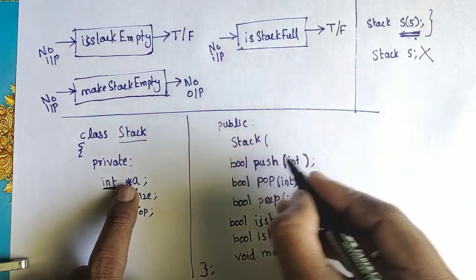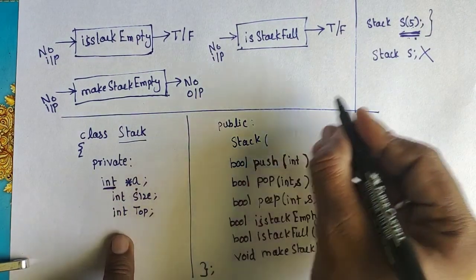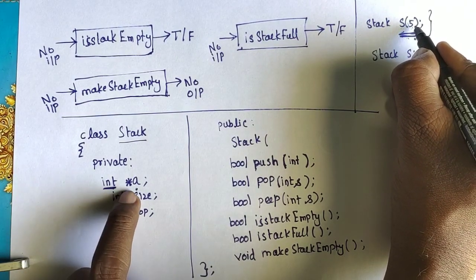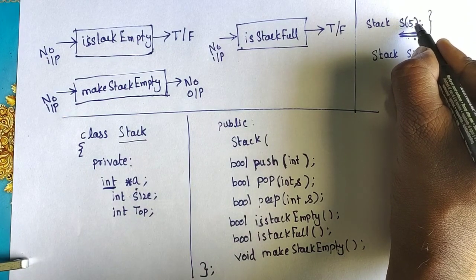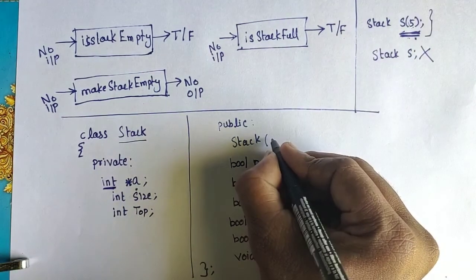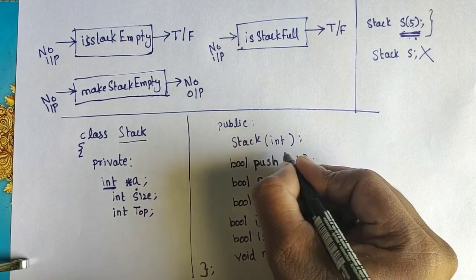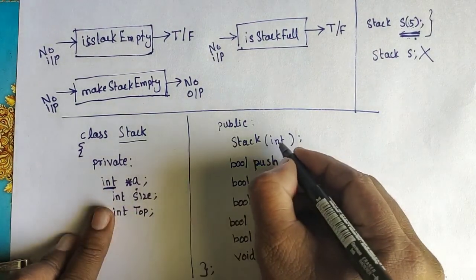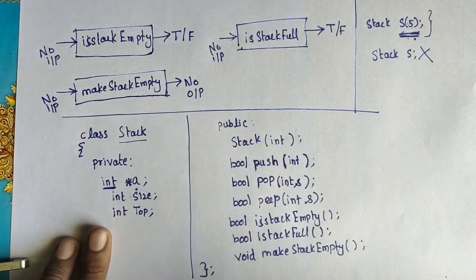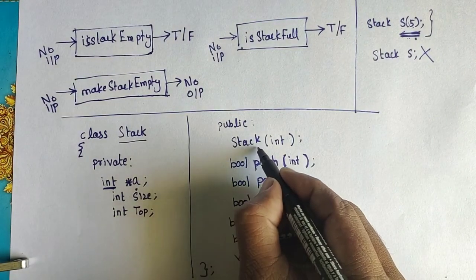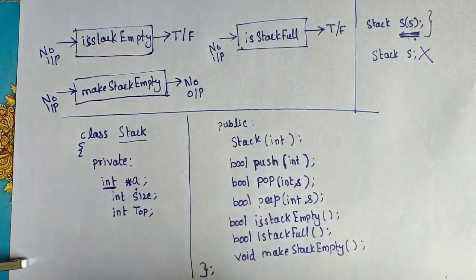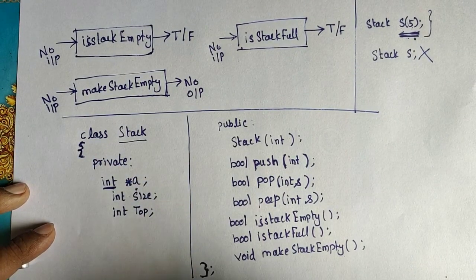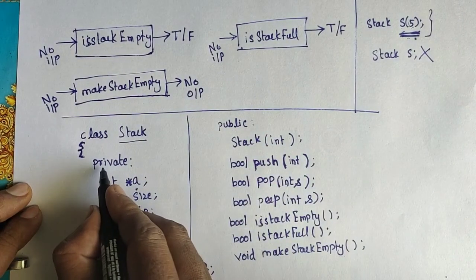Then I need to add the input parameters for the constructor. The input parameter is the size, that is, the maximum number of elements to be added to the stack. So that needs to be an integer. This type is irrespective of the array type. This is a size only, so it is always int. So we have added the stack constructor, and we have added these functions. This is the content of the stack class. We have added these things in the public, and this is in the private.